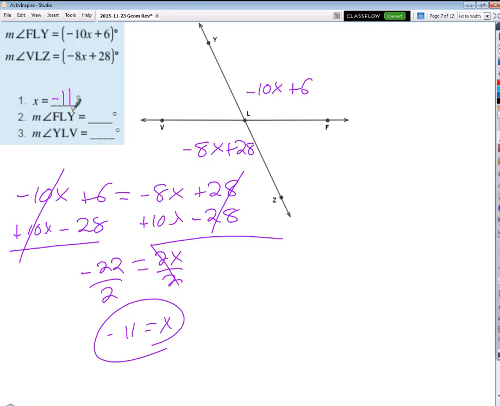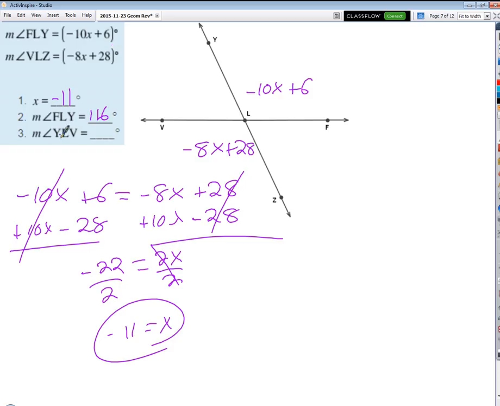Yeah, and then we just plug x in, don't we? So when we plug x in, but here's where you got to be a little bit careful. When we plug x into FLY, negative 10 times negative 11 is what? Positive 110. And you can use a calculator. So positive 110 plus 6 is positive 116. Now there's a tendency here to just plug 116 in here, right? And I get it, because these are the two angles for which we were given expressions, right? But you got to read this carefully.